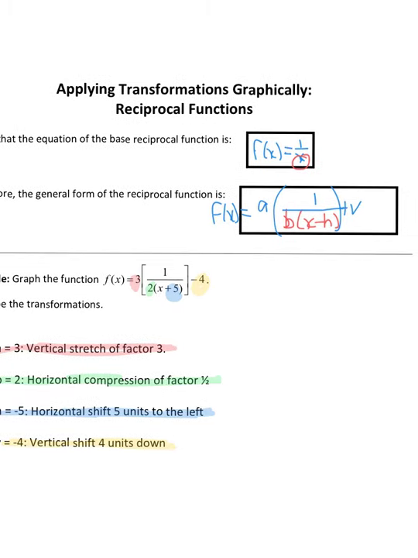Sometimes you will see questions that multiply the 3 into the numerator of the fraction. So it looks like this, 3 over 2x plus 5, minus 4. If you get a question in this form, it's good to bring that 3, that numerator, outside, so you have the 1 over the bx minus h. And then you can clearly see that the a value is 3. It's a little harder to see when the question is written this way.